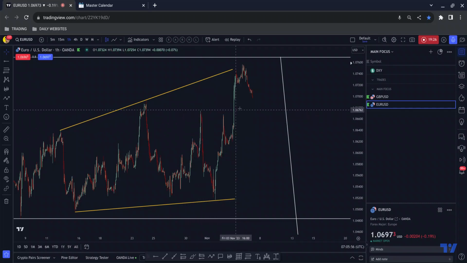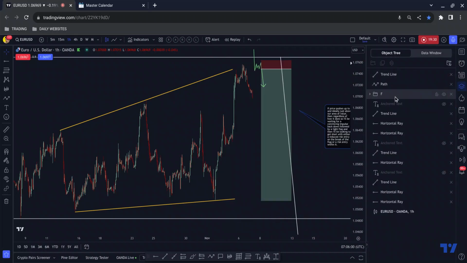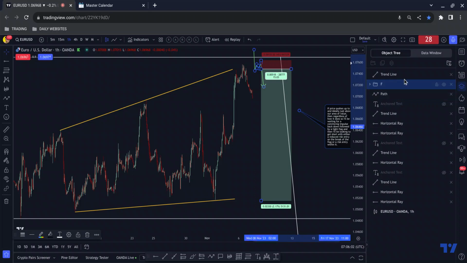But anyway, folks, I hope you've taken some value from this. I'm just going to quickly put my forecast back on the chart because it's disappeared.